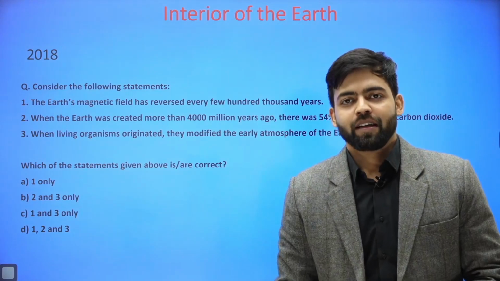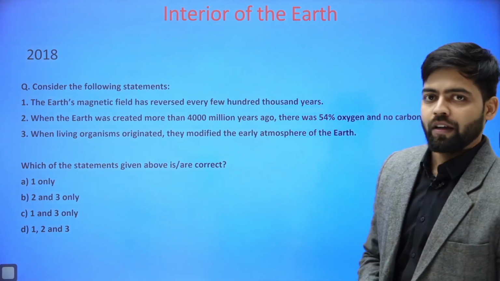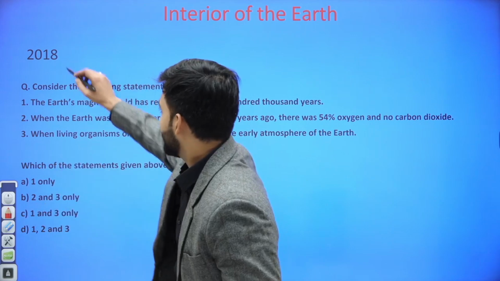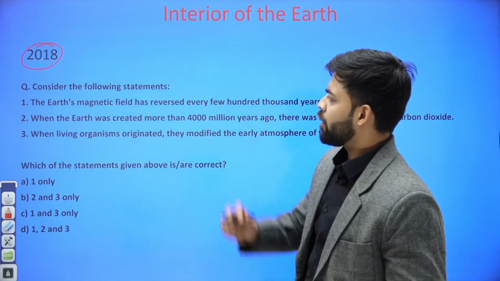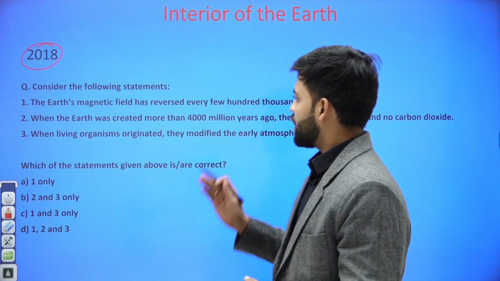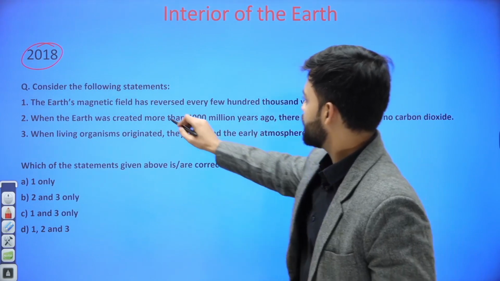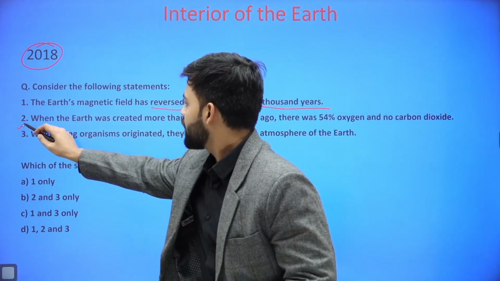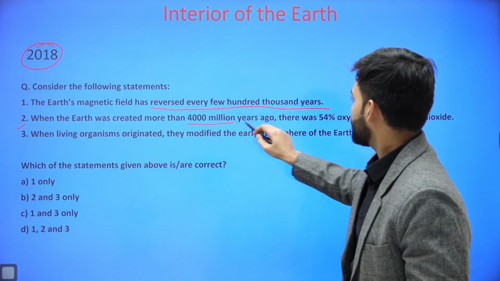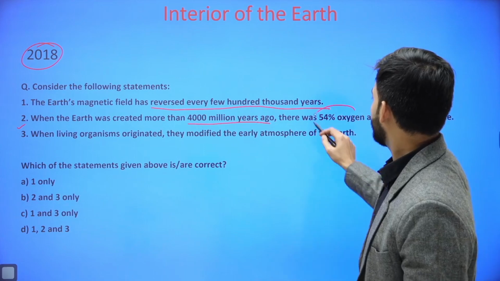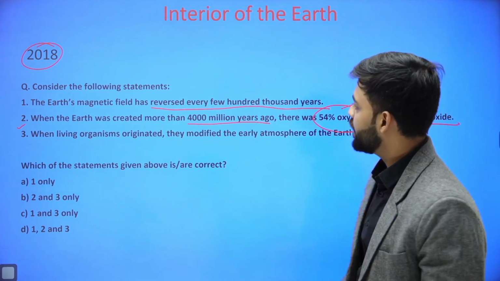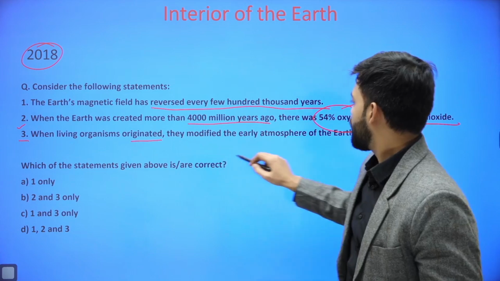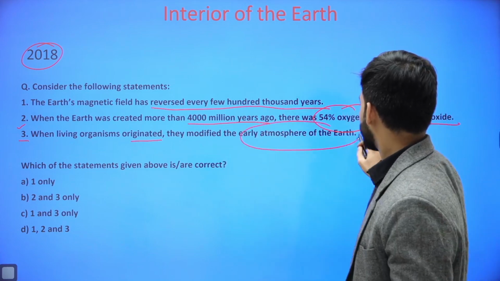Hello and welcome. Let's look into this question related to interior of the earth that came in the year 2018. Consider the following statements. Number one, the earth's magnetic field has reversed every few 100,000 years. Second statement is, when the earth was created more than 4,000 million years ago, there was 54% oxygen and no carbon dioxide. Third statement, when living organisms originated, they modified the early atmosphere of the earth.